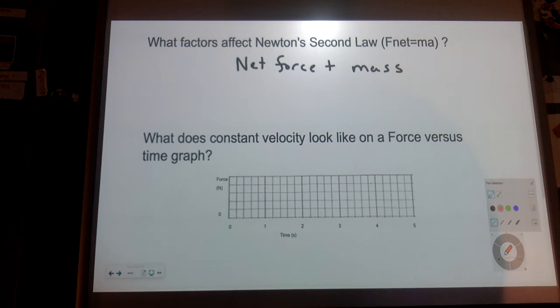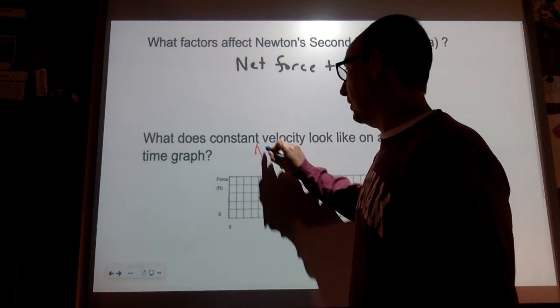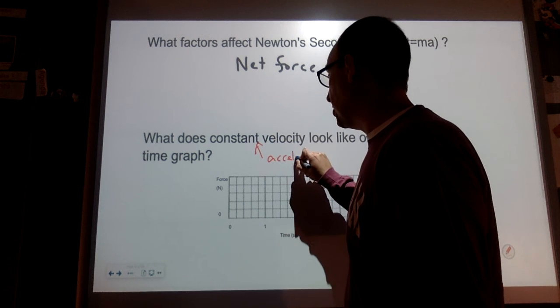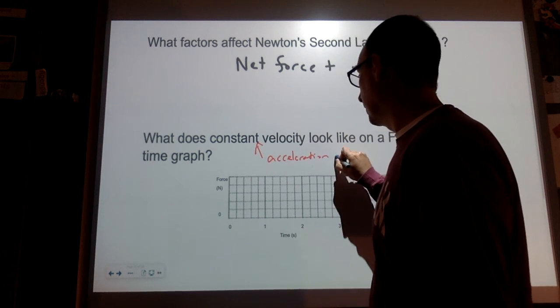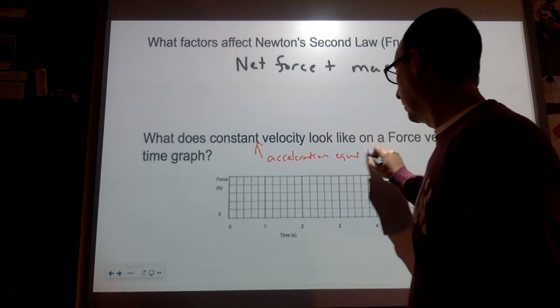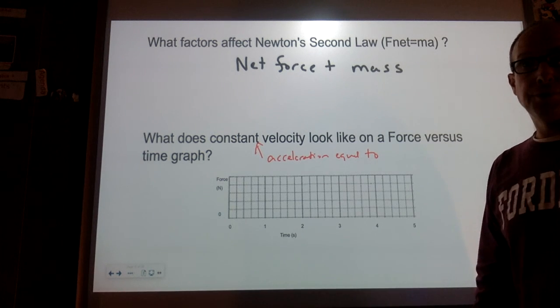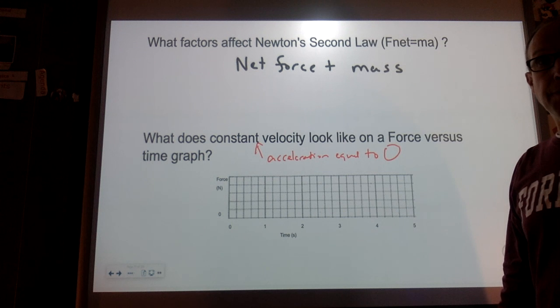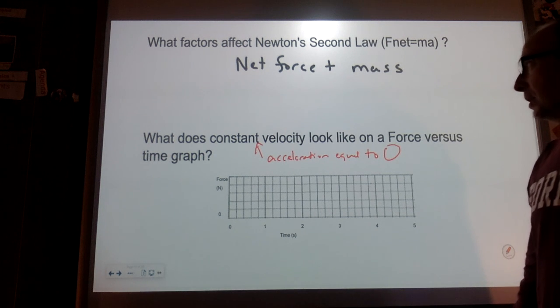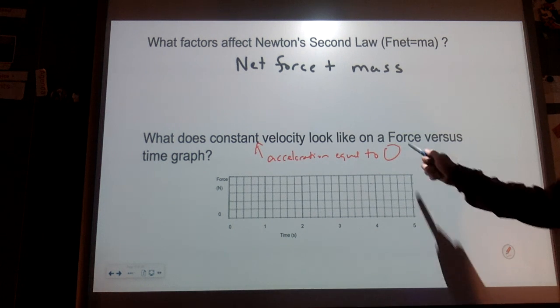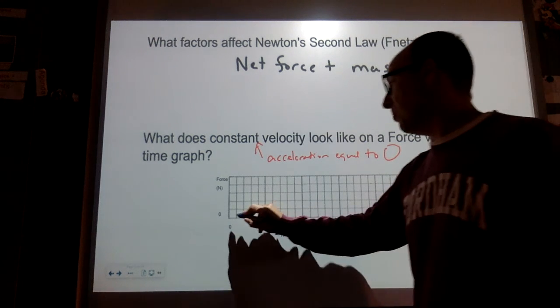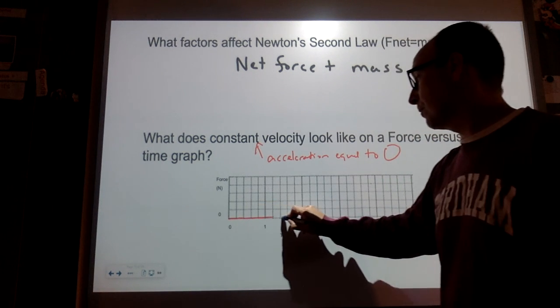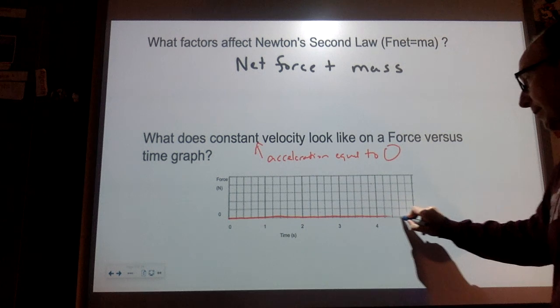Nothing else. What does a constant velocity look like on a force versus time graph? Well, constant velocity means that I have an acceleration equal to zero, or cero if you're in Spanish class. So what does this look like? Well, if my acceleration is zero, my force is zero, and it should just be a horizontal line.